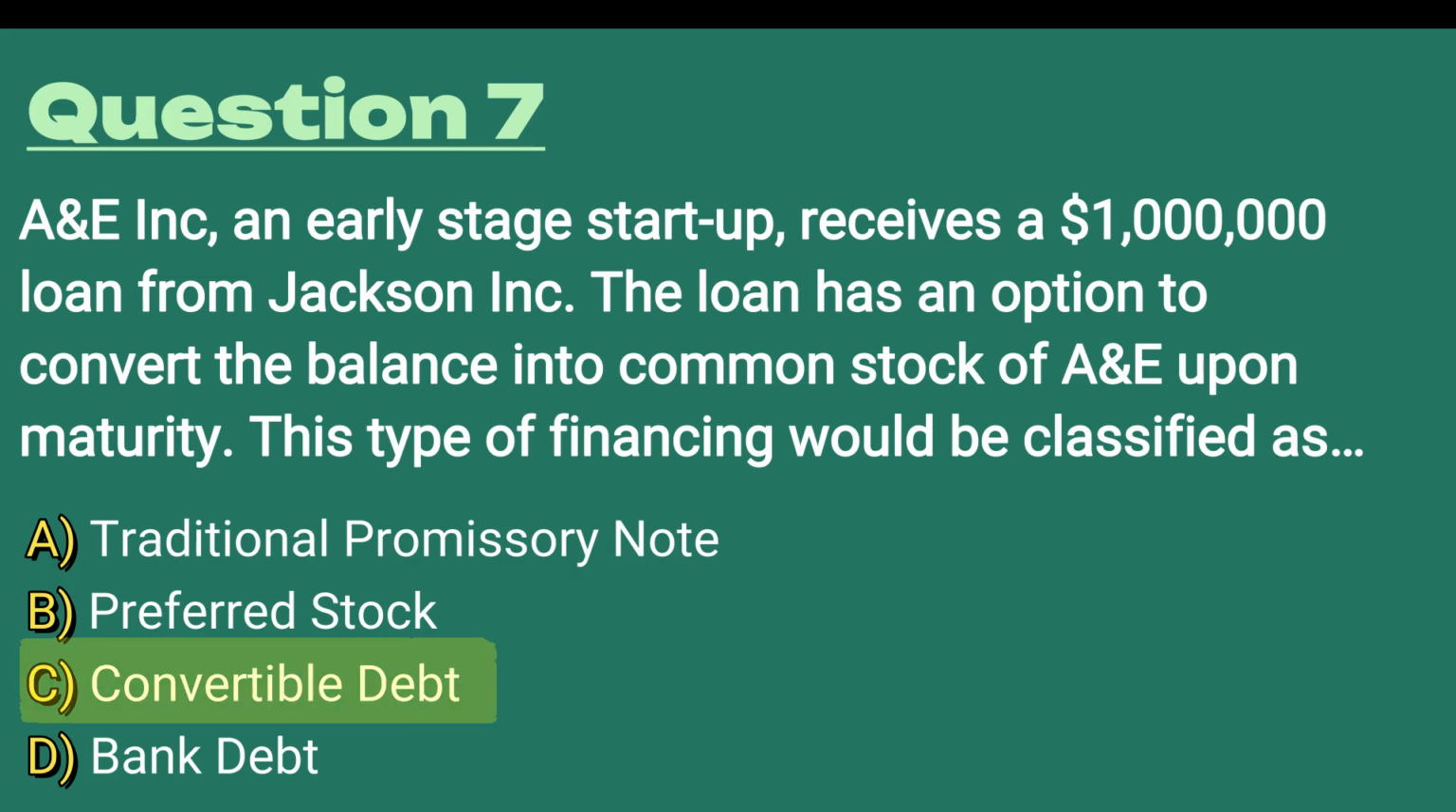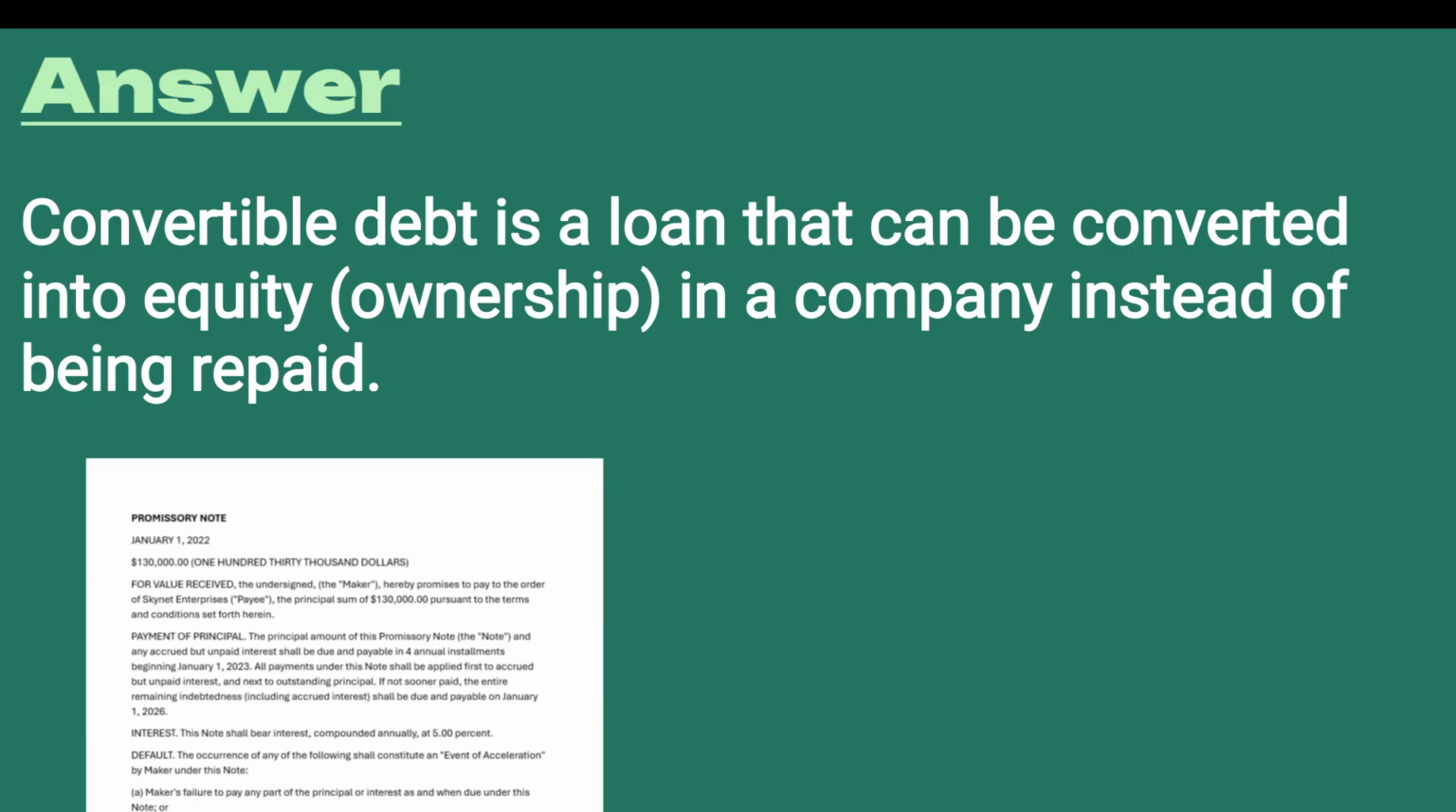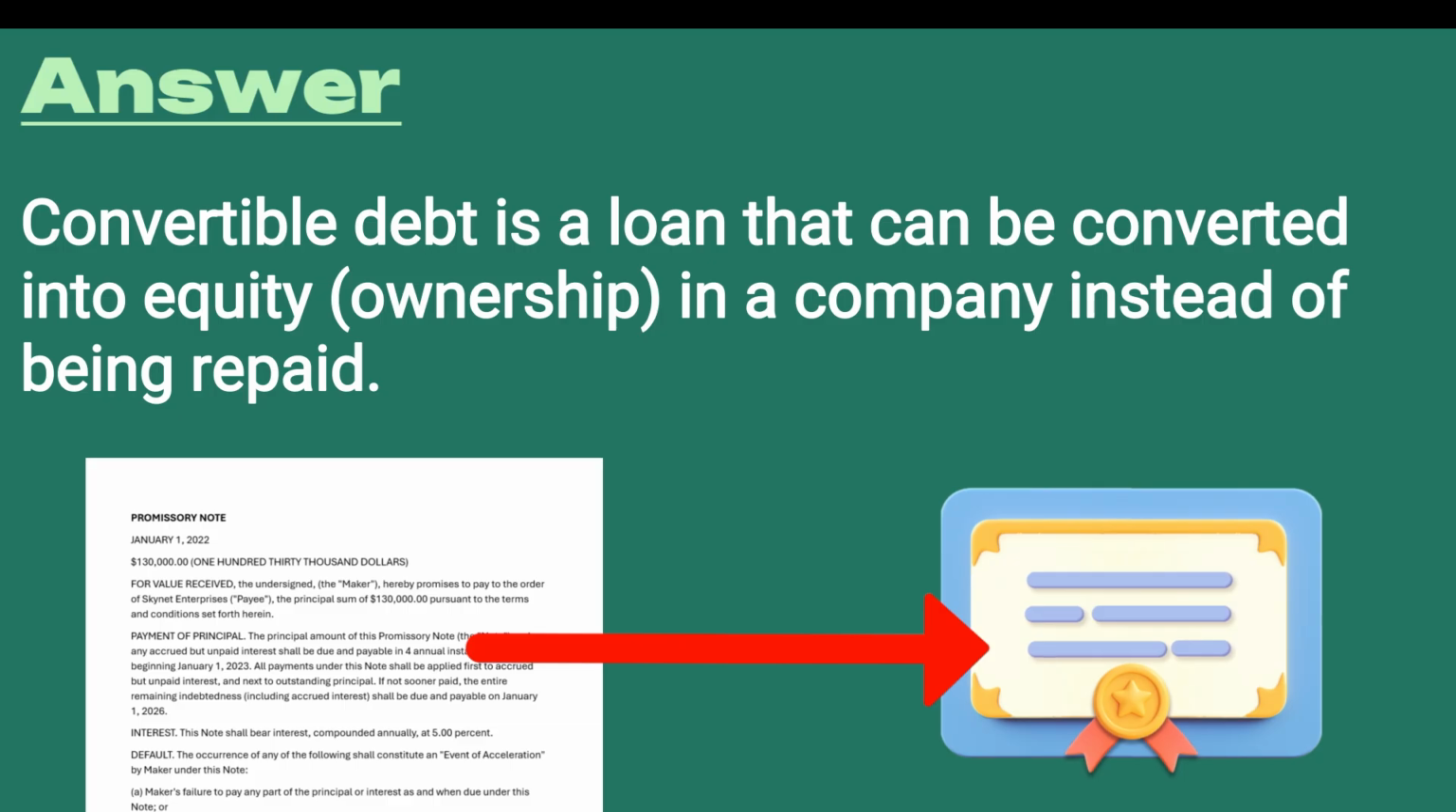The answer is C, convertible debt. Convertible debt is a loan that can be converted into equity, common stock or preferred stock, in a company instead of being repaid. There are a lot of startups like this because they don't have a ton of cash. So instead of paying loans back, they'll give you shares of the company.